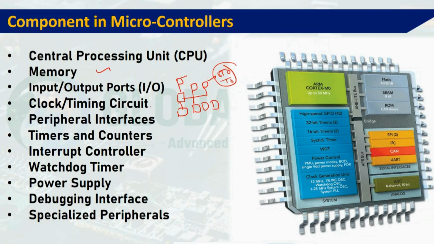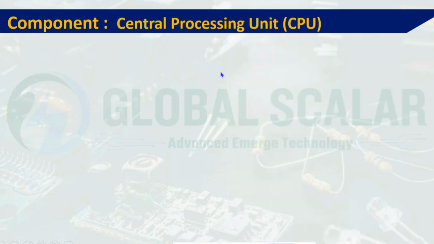The clock and timing circuit is similar to the timer and counter, and we have a different block for it to ensure the data is counted, and the interrupt controller and watchdog timer. Power supply is required to enable the complete hardware. For the debugging interface, we have specific debugging pins to check the complete system, and we have specialized peripherals. To understand all this in the microcontroller, the first part is the central processing unit.